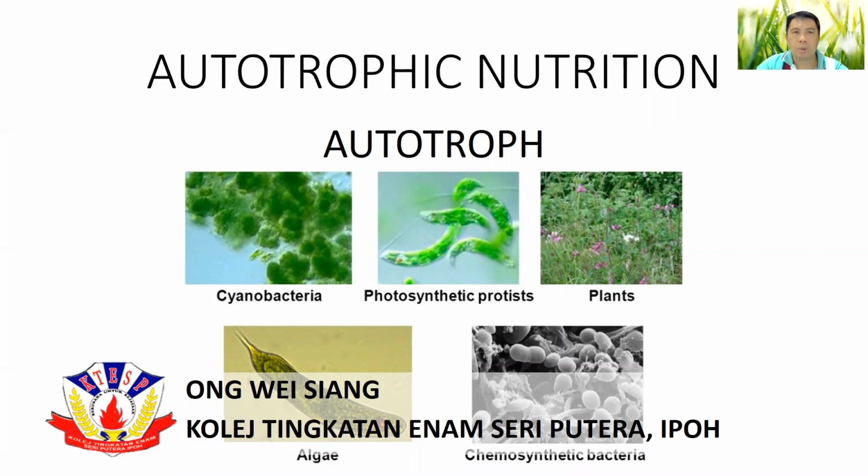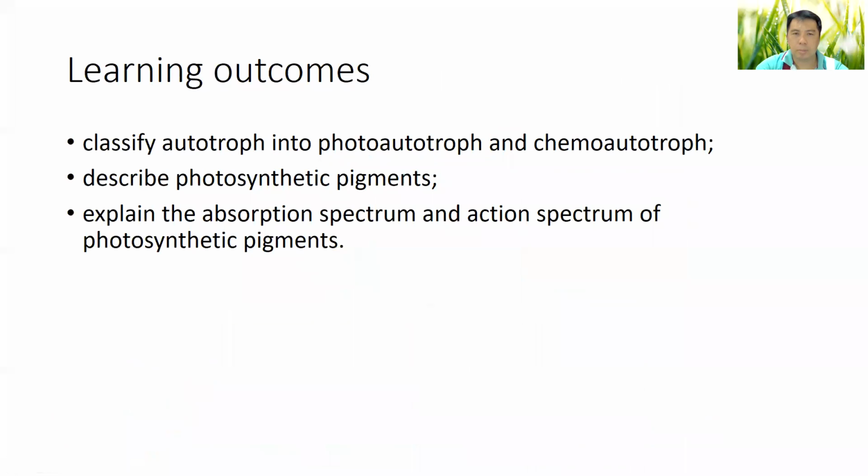Today, we would like to talk about autotrophic nutrition. At the end of this lesson, you should be able to classify autotroph into photoautotroph and chemoautotroph. And you are also to describe photosynthetic pigments, explain the absorption spectrum and action spectrum of photosynthetic pigments.